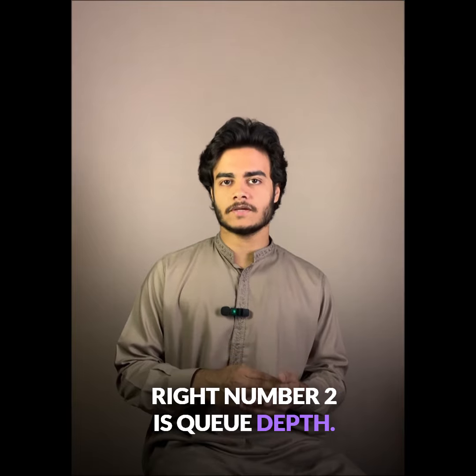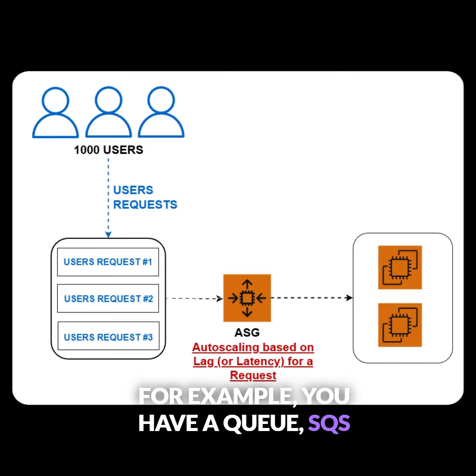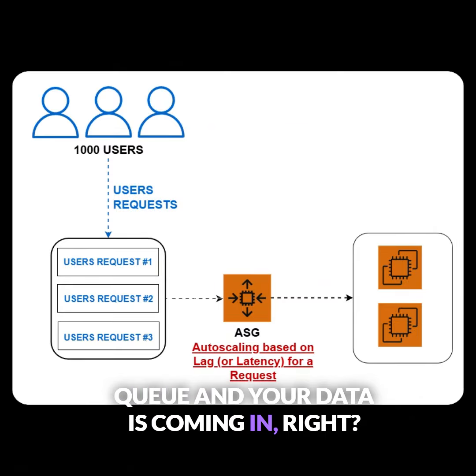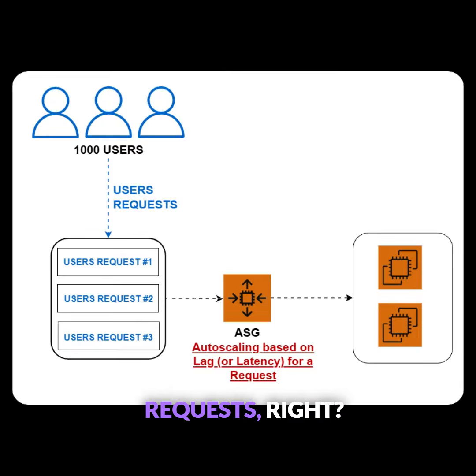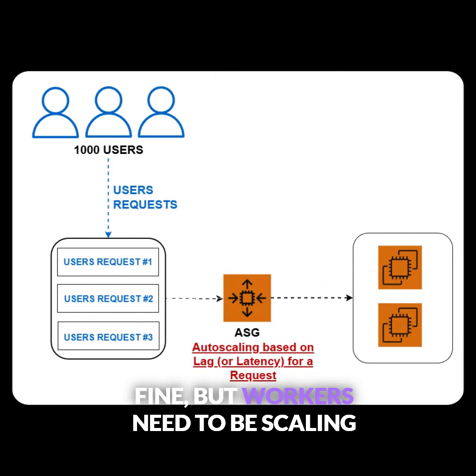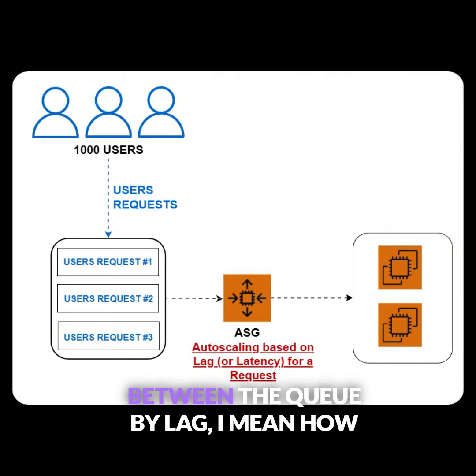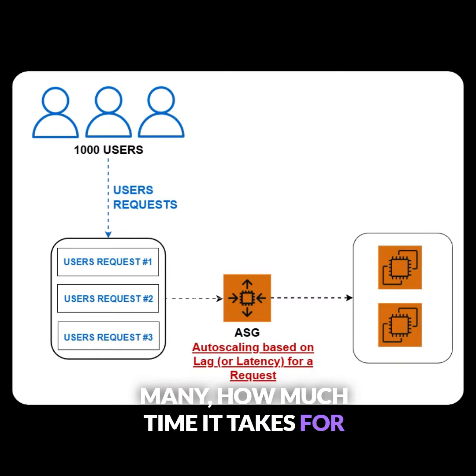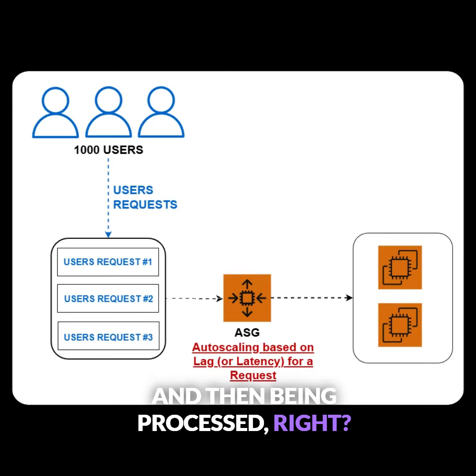Number two is queue depth. Queue depth is when we are scaling based on worker environments. For example, you have an SQS queue, and your data is coming in, right? And your workers are managing all the processing behind those requests. Your CPU and memory work fine, but workers need to scale based on how much lag there is in the queue. By lag, I mean how much time it takes for the request to be seated in your queue and then be processed, right?